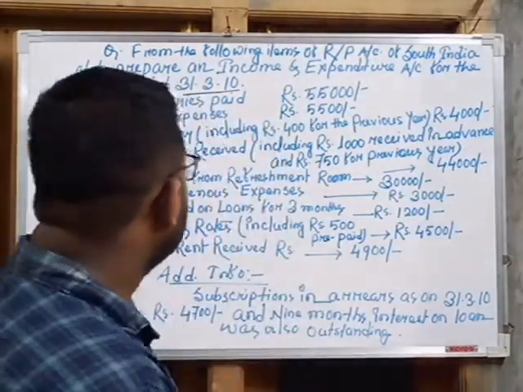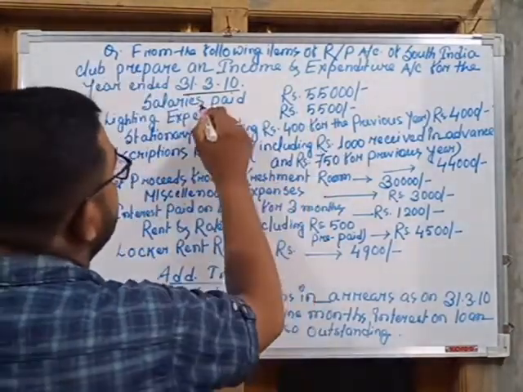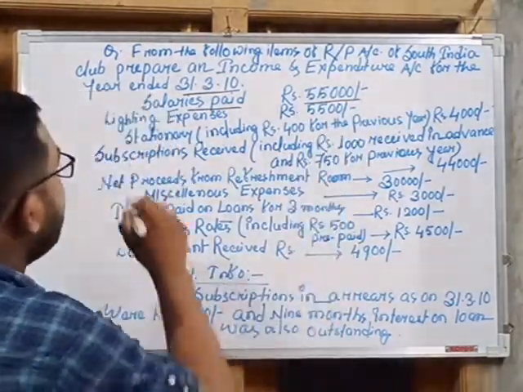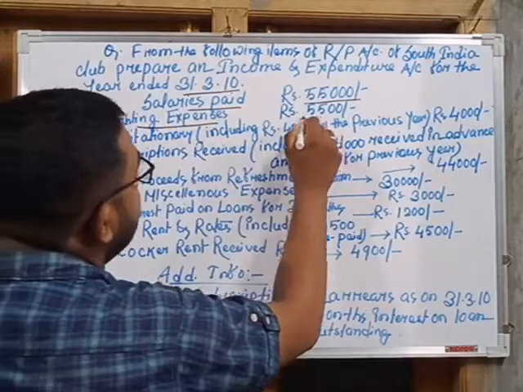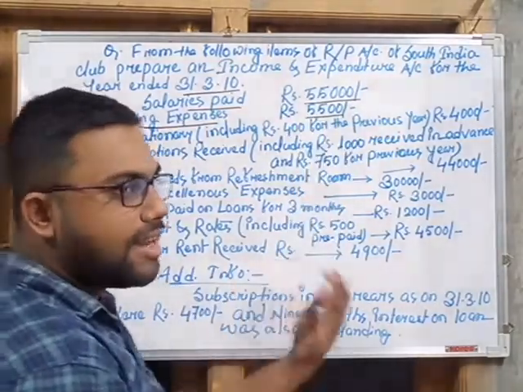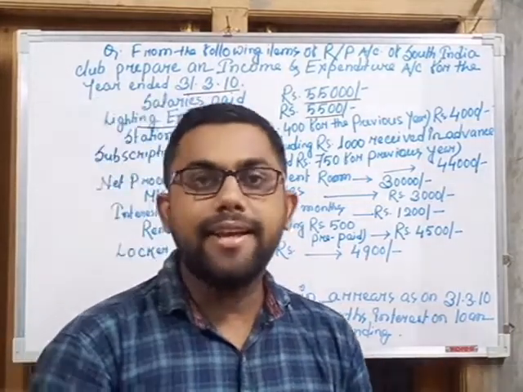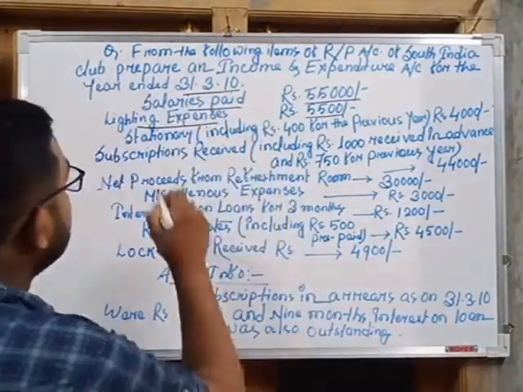Okay, so what is the first item? Salaries paid, rupees 55,000. Next, lighting expenses, rupees 5,500. Okay, so what is lighting expenses? In simple sense, lighting expenses means electricity expenses. Next, stationery.